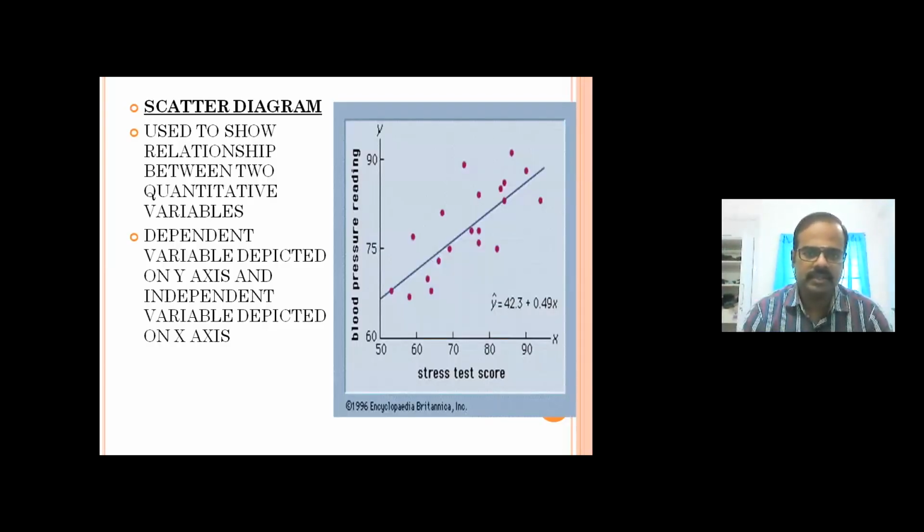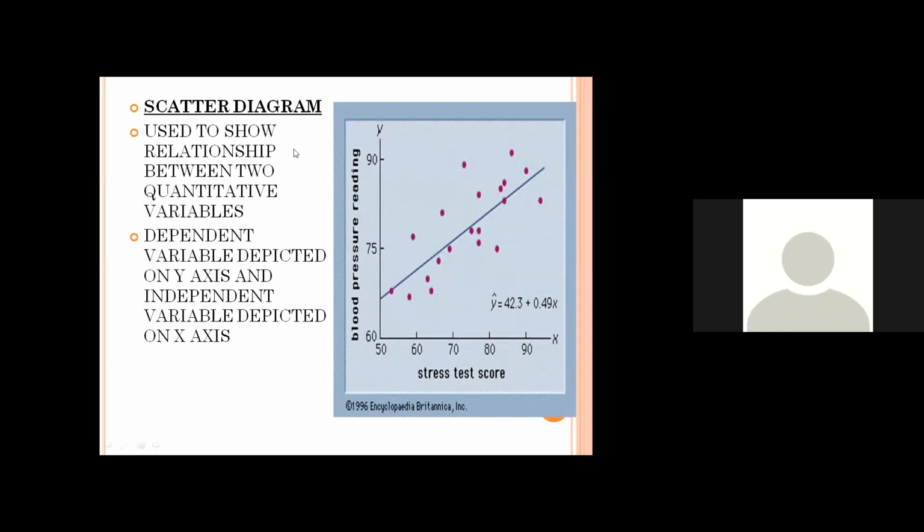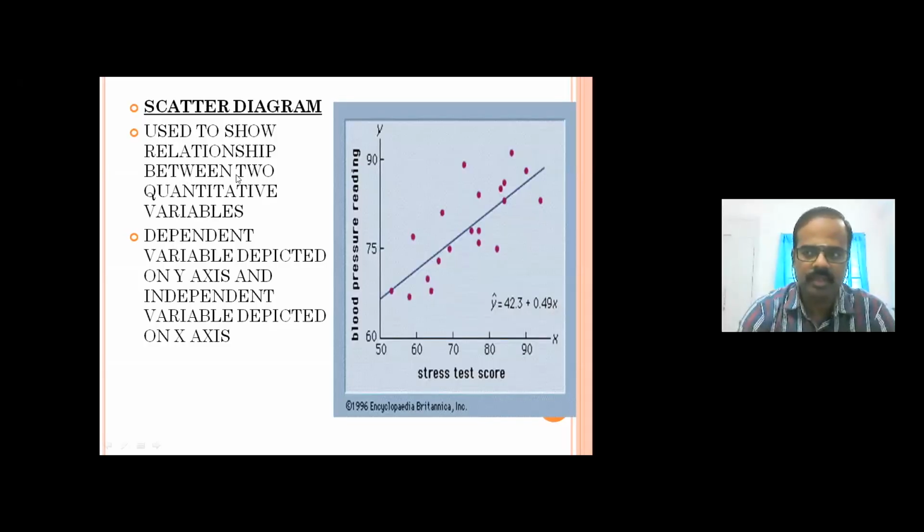What is the scatter diagram? We'll be moving on to the next important diagram, which is called the scatter diagram. The scatter diagram is used to show the relationship between two random quantitative variables. Read this point. Two random quantitative variables that have a relationship, you use a diagram called a scatter diagram.